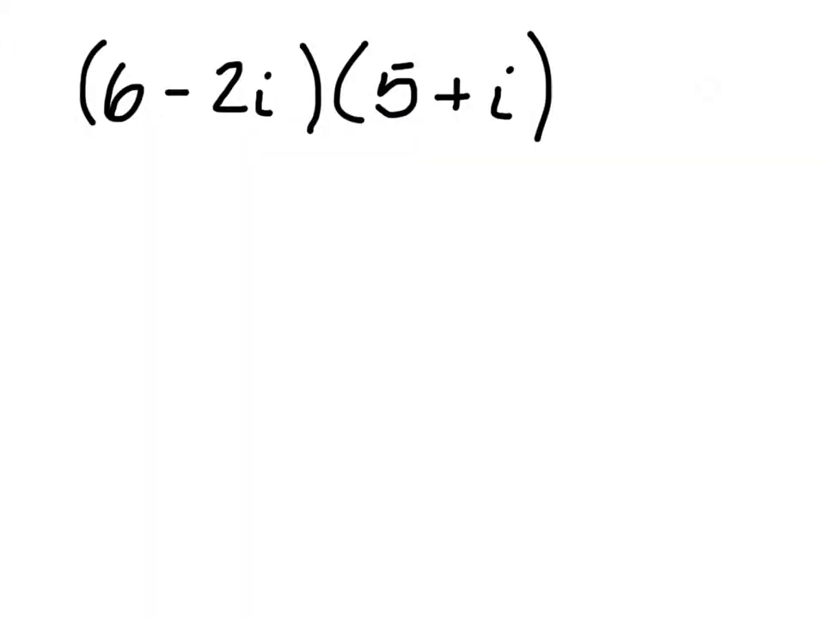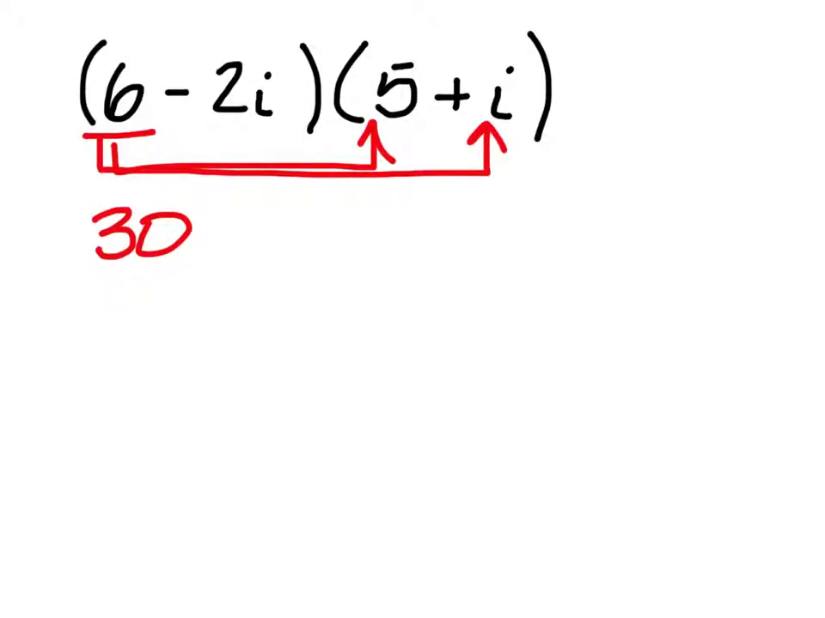Example 2. Where am I going to start? Yeah, we're going to start with the 6. And what do we multiply it by? 6 times 5, right. So that'll give us a 30. What do we do next? Yeah, 6 times i. And what does that give me? 6i. So we do plus 6i.